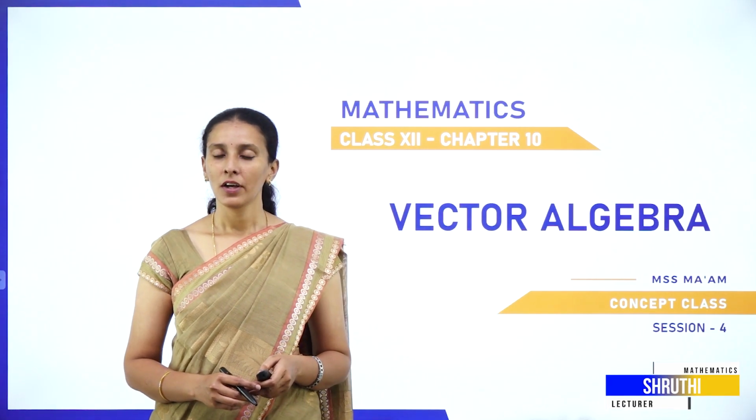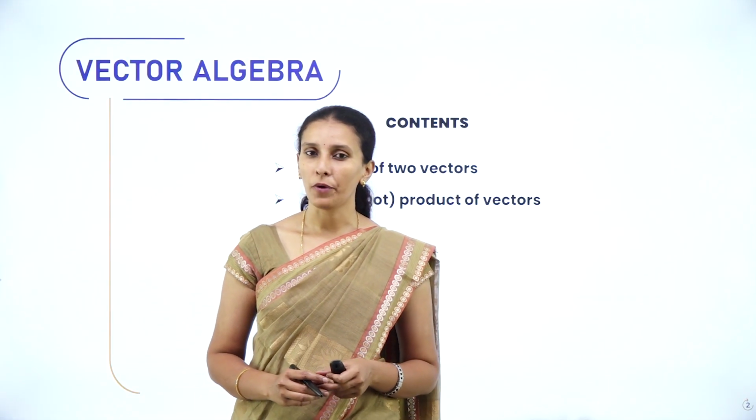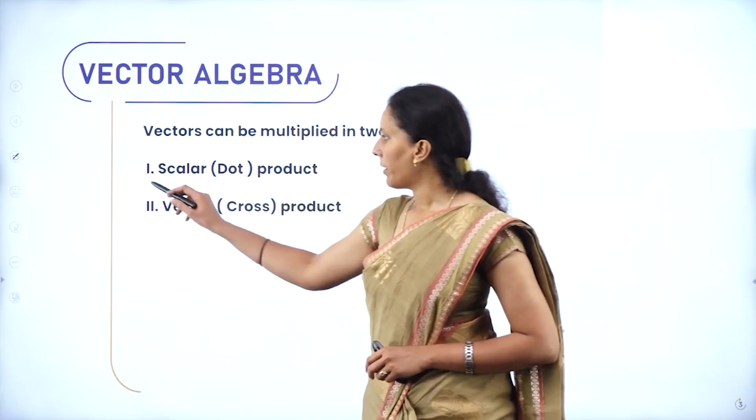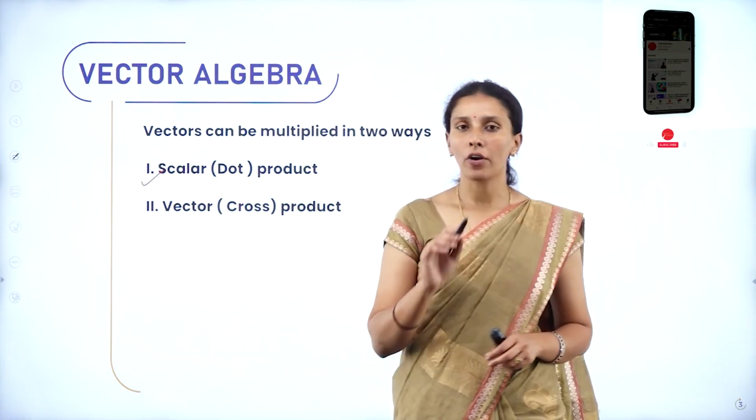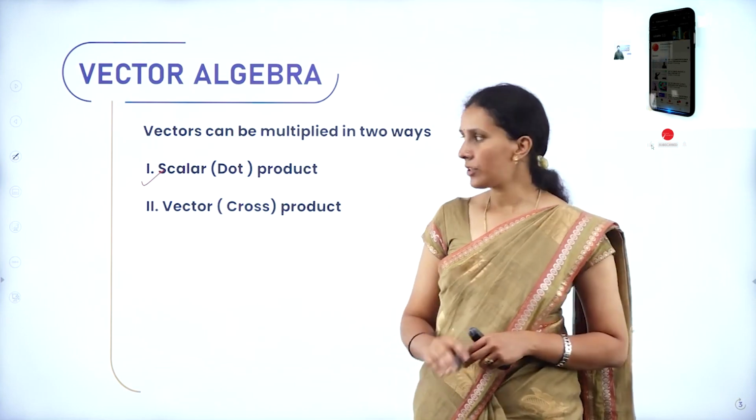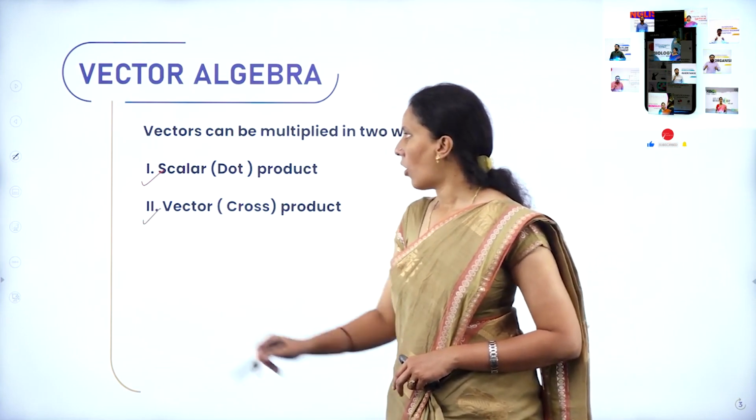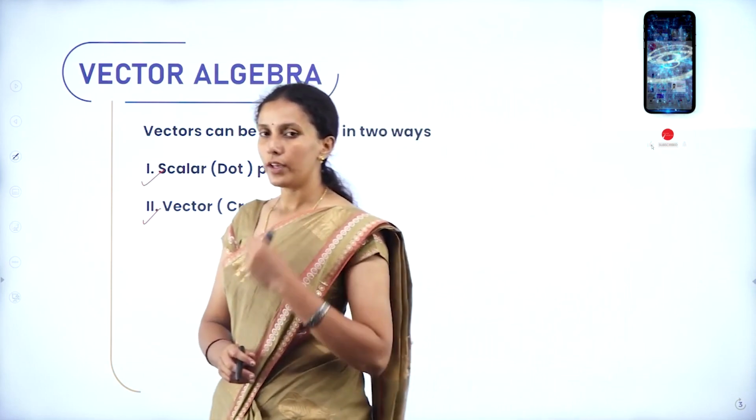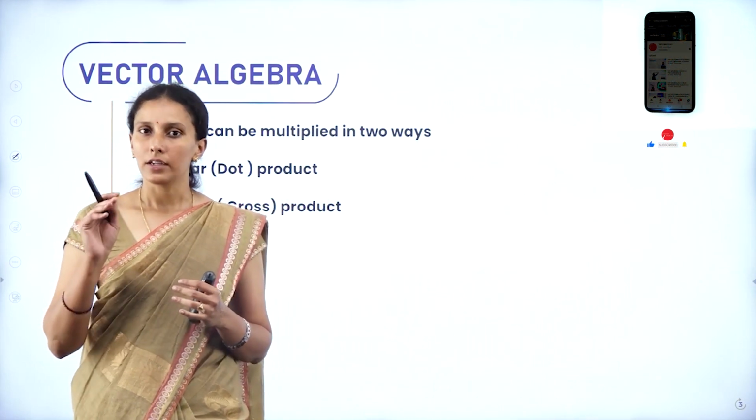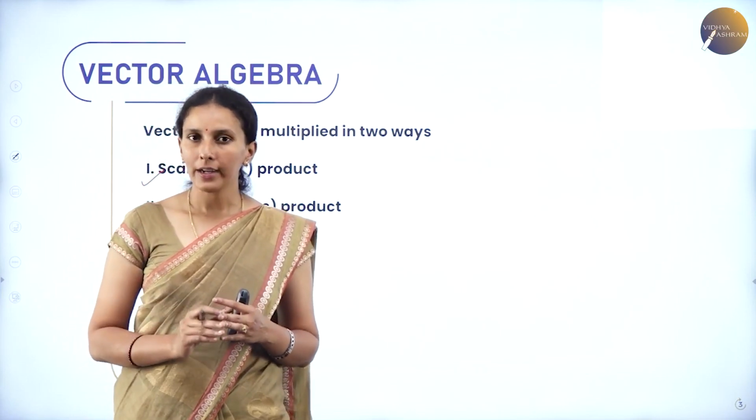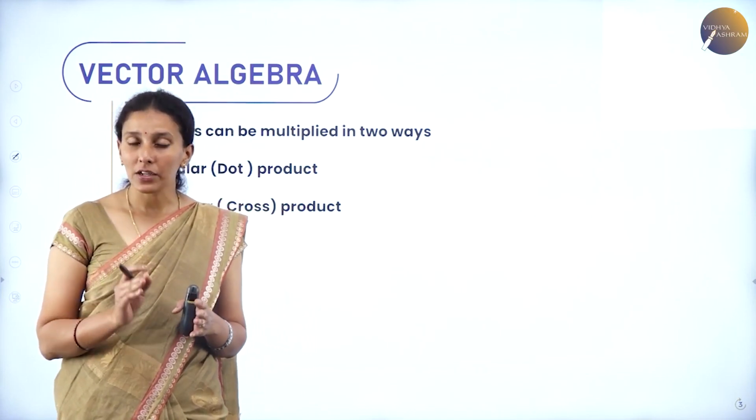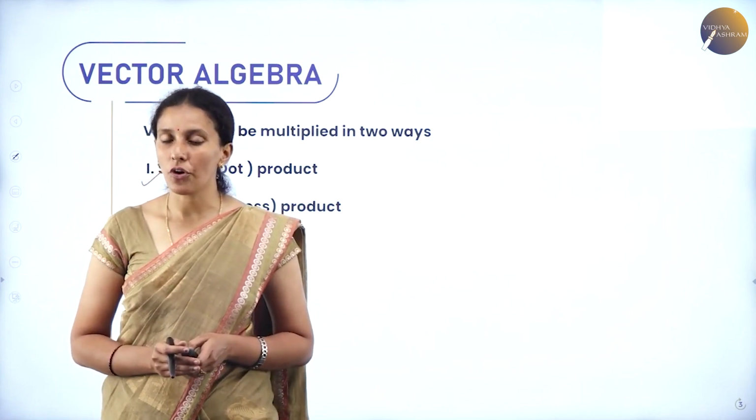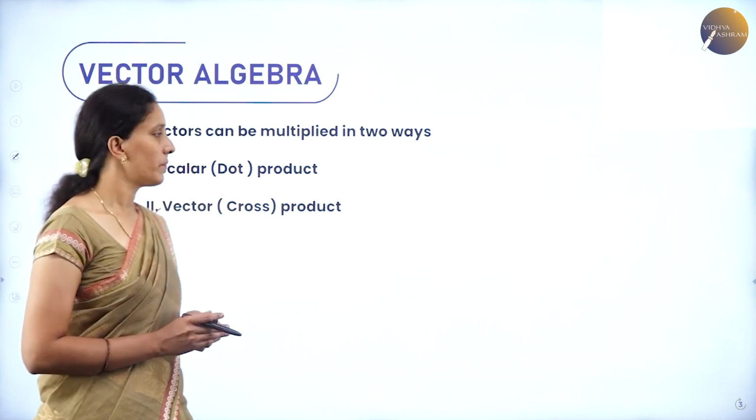In this session, we'll be studying the product of vectors. Basically, we have two types of products. One method is called the scalar or dot product, and the other is the vector or cross product. So, vectors can be multiplied in two ways. One is the scalar product, also called the dot product, and another one is the vector product or cross product. Let's see what the definition of scalar product says.